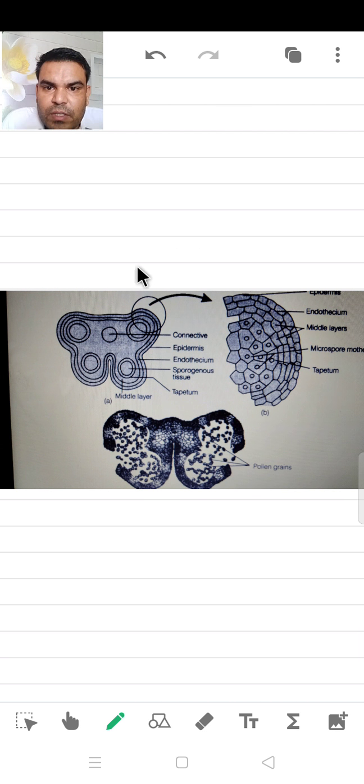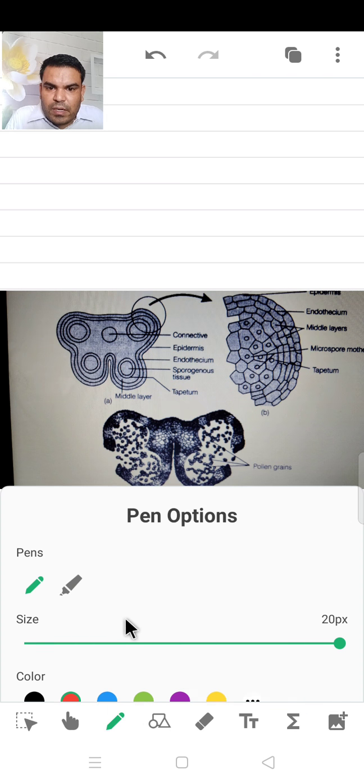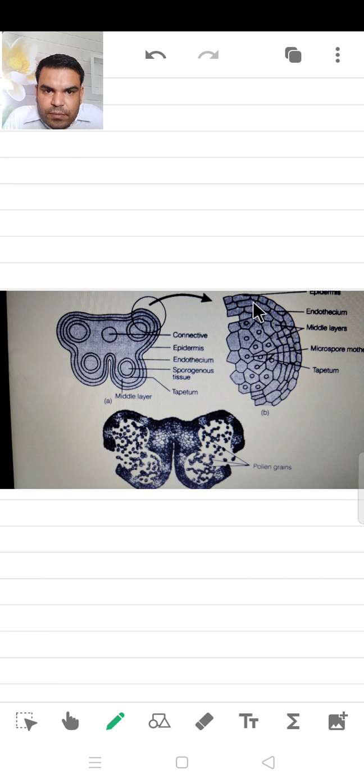So we'll draw the diagram of this TS of anther, and here you can see the parts of anther. If we look at this diagram, you can clearly see that the outermost layer is called epidermis. Then below the epidermis is the endothecium, the inner layer of the epidermis. Then there is the presence of the middle layer, and below the middle layer there is the tapetum.